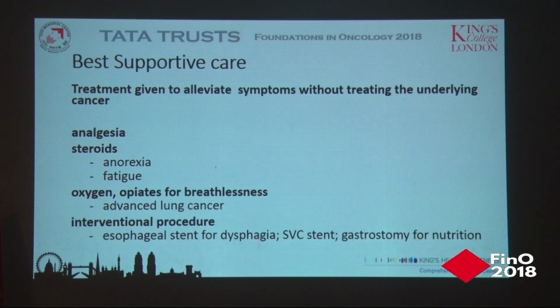What is best supportive care? It is any treatment given to alleviate the symptoms of cancer without treating the cancer. So, for example, there's no anti-cancer directed treatment. If somebody's got pain, you give analgesics. If somebody's got anorexia or fatigue, you can give steroids to help with their symptoms. Patients with advanced lung cancer, you can offer them opioids and oxygen to help with their breathlessness. And patients, for example, with esophageal cancer who've got difficulty swallowing and have a stent, you are improving their symptoms without necessarily treating the cancer.